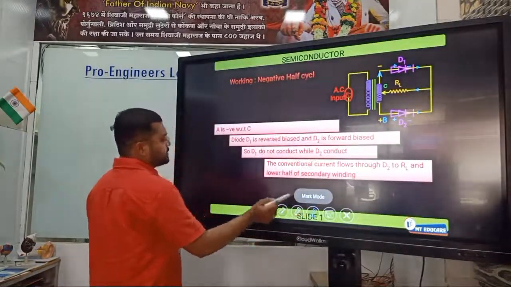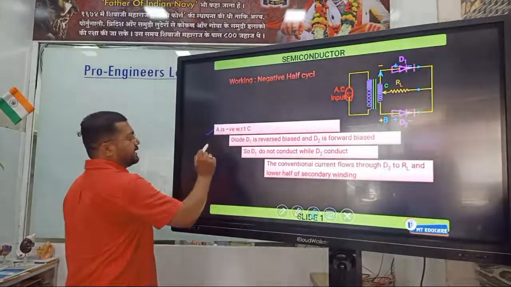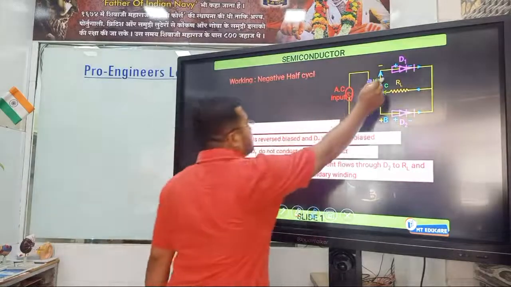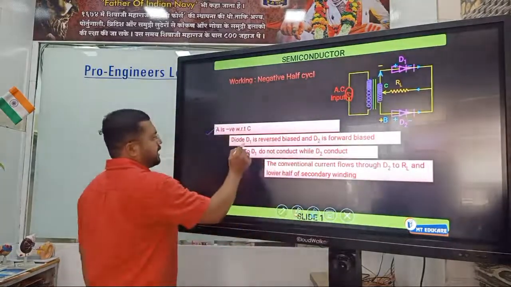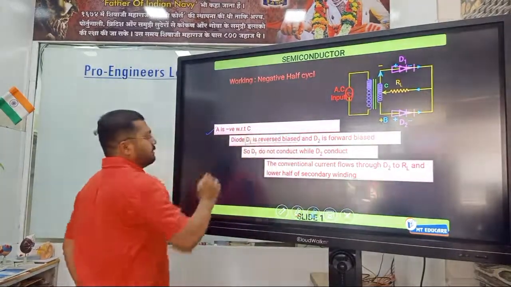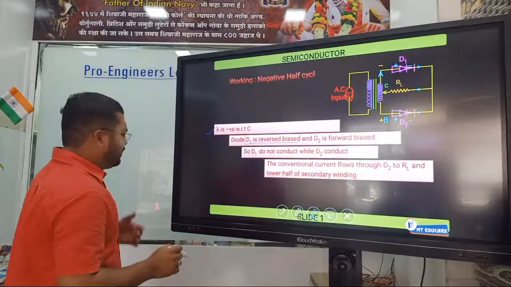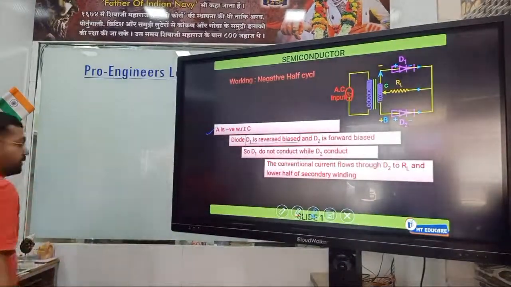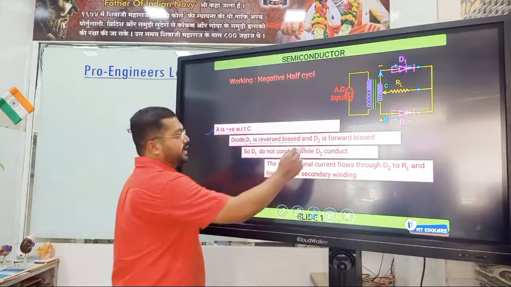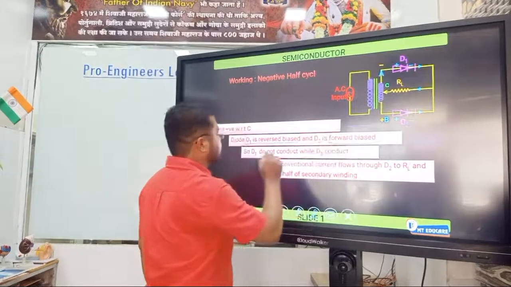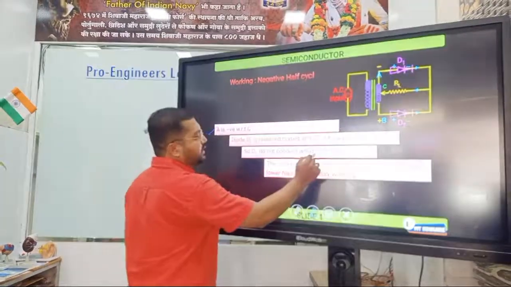Now what they have mentioned is that A is negative with respect to C. So now D1 is in reverse bias and D2 is in forward bias. So D1 does not conduct but D2 will conduct.